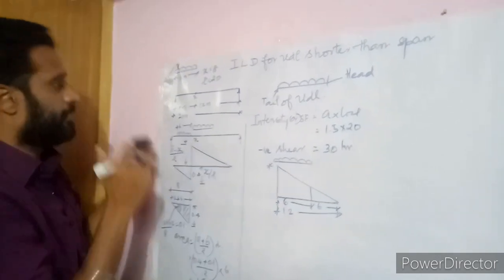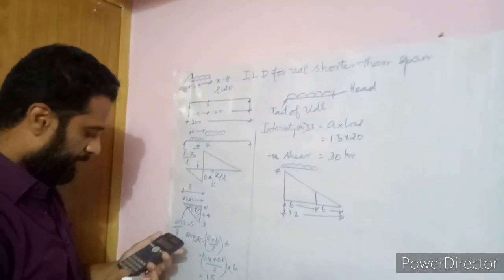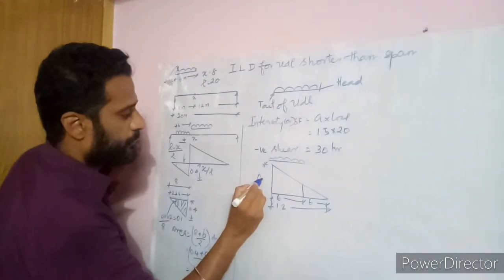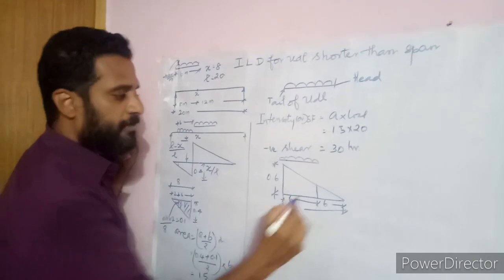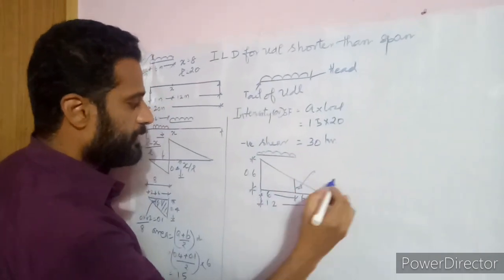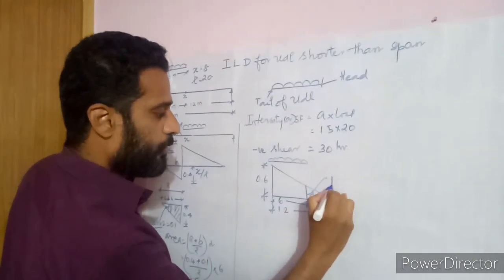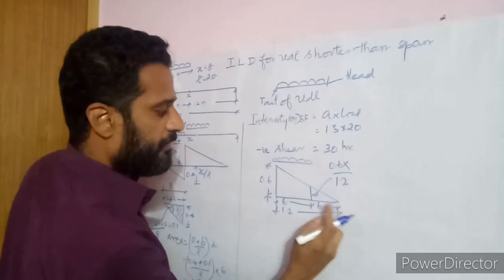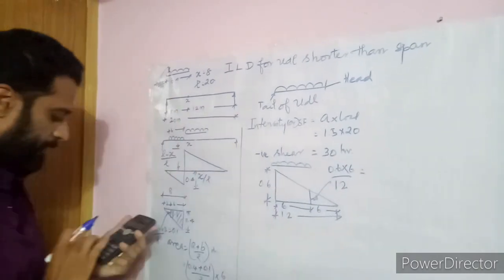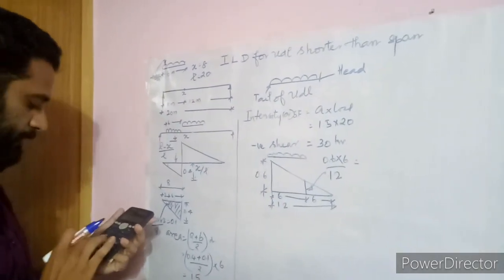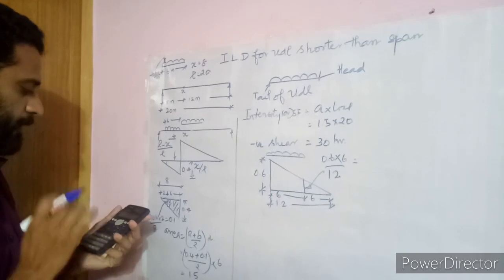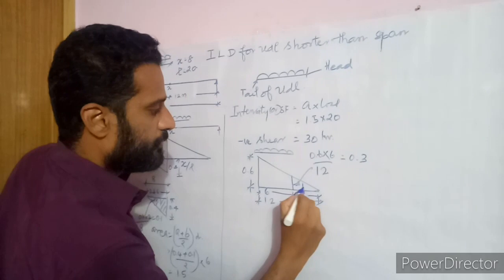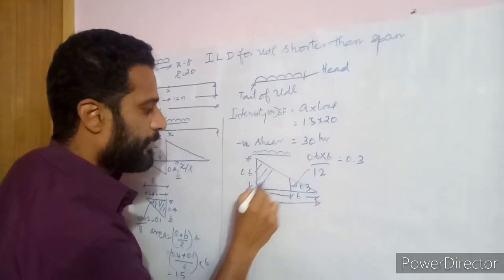L minus X by L. So L is 20 minus X divided by L. So this is 0.6. So we can find out this intensity. What is this intensity? For 12 meters, it is 0.6. So then for 6 meters, what is the value? 0.6 into 6 divided by 12. The value is 0.3. Okay, we got the base. So this is 0.3. So we need to calculate the area.